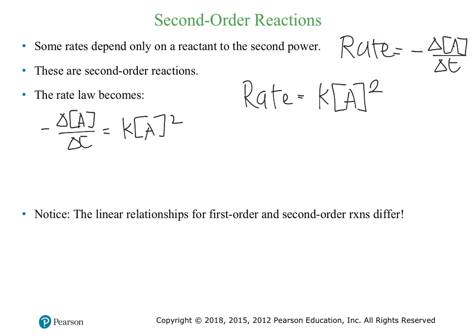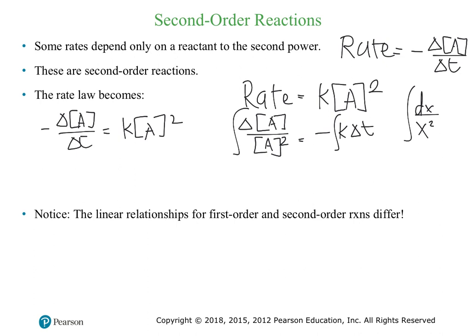Again, we're going to set all of the A's on one side, and everything else on the other side. So we get change in A over A squared equals negative k delta t. Integrate, oops, and that should be squared. Now when we integrate something that's like dx over x squared, this ends up being negative 1 over x, evaluated from wherever you're integrating from and to.